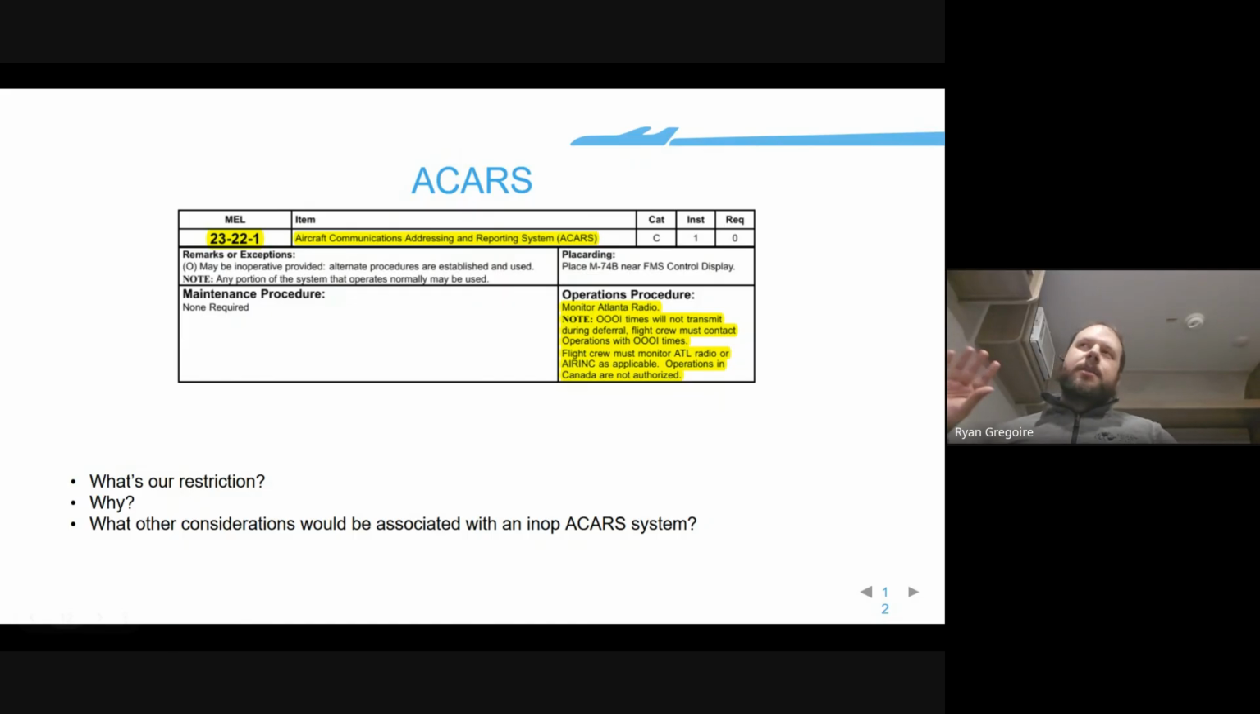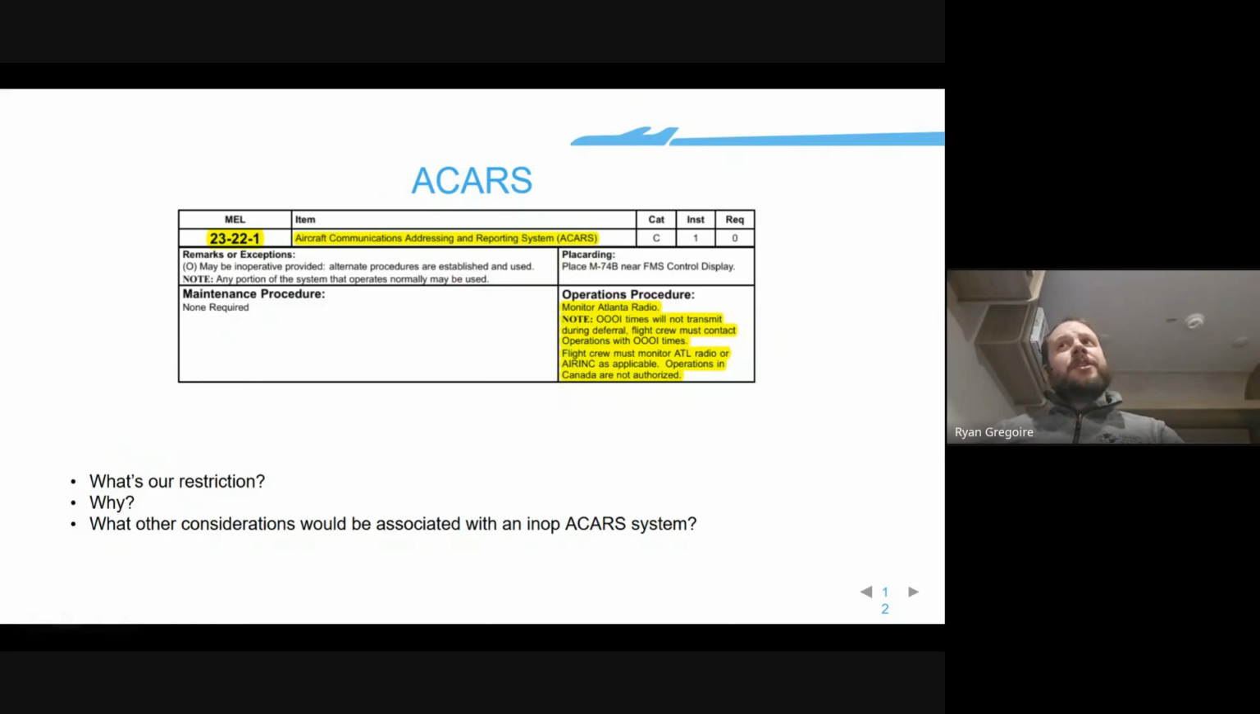But the other big one on here is that the crew needs to manually report their OOOI times. Depending on the airline, either they will be calling into dispatch at the end of their flight, saying, hey, here is my out time, here is my off time, here was my on time, here is my in time, or they'll be reporting that directly to the station. But you may want to alert the stations, like, hey, by the way, this aircraft has an inoperative ACARS, so those times are going to have to be reported manually.